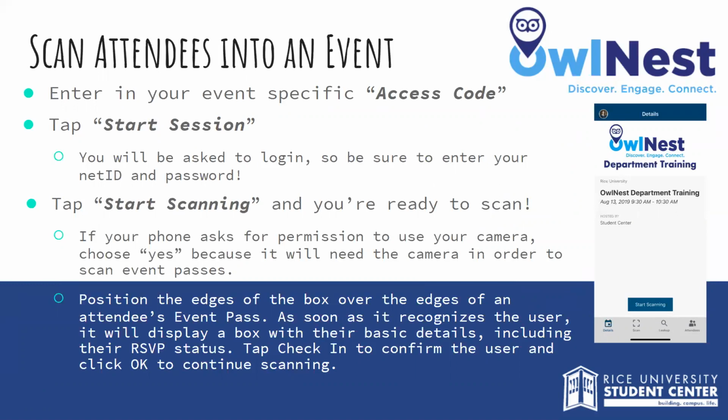If your phone asks for permission to use your camera, choose Yes, because you'll need the camera in order to scan the event passes. Position the edges of the box over the edges of an attendee's event pass. As soon as it recognizes the user, it will display a box with their basic details, including their RSVP status. Tap Check-in to confirm the user, and click OK to continue scanning.